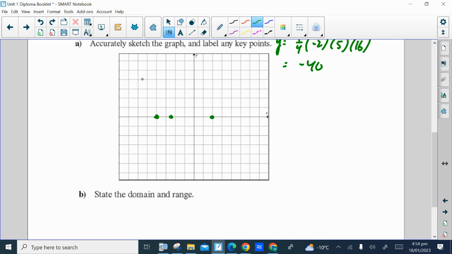We know it's got to rise to the left. We know it has to bounce off that first x-intercept. It's going to have to go up and then turn down to go through the next x-intercept. It's going to come way down to -40 before it turns up. And then again, the graph rises to the right. So there's a sketch of the graph.